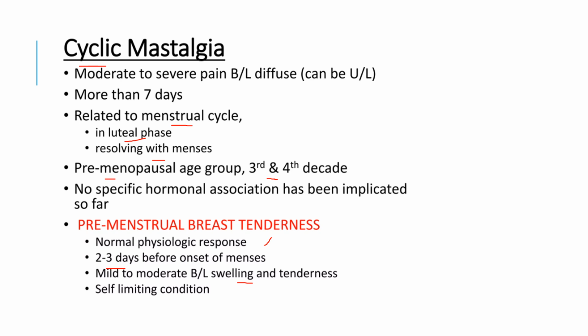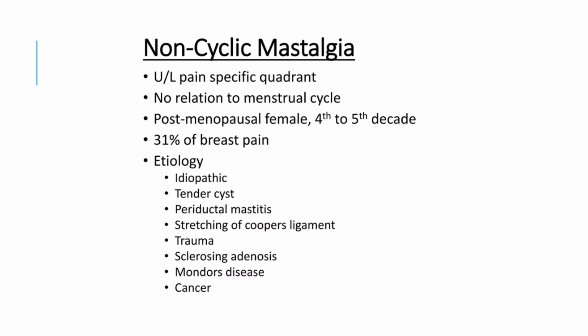So you have to see if the breast pain is cyclic or non-cyclic. Coming to non-cyclic, it's usually unilateral and in a specific quadrant. It has no relation to the menstrual cycle, usually in a postmenopausal female. For breast cancer also, age is one of the biggest risk factors. As you age, the incidence of breast cancer increases. So in a postmenopausal female, if there is non-cyclic mastalgia, it can be alarming.